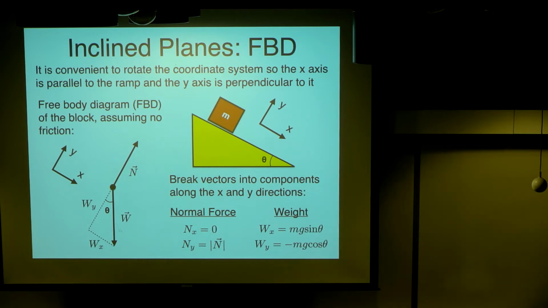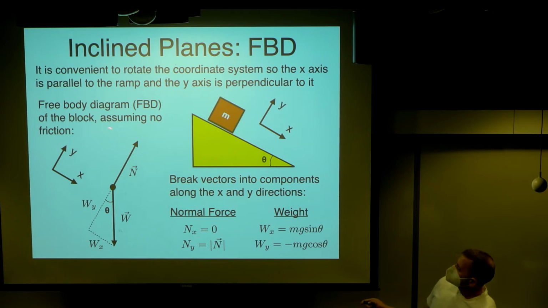So I'm going to show you sort of a trick that's commonly used when we deal with ramps and inclined planes. Up until this point, when we deal with our coordinate directions, we've been assuming x is horizontal and y is vertical, right? But what I want to show you here is that it's convenient to rotate your coordinates so that x is pointing parallel to the ramp, so let's say it's going down the ramp, and then y is perpendicular to the surface of the ramp like this. Okay, that's a convenient way to rotate the coordinate system. And that's what we'll do for what follows.